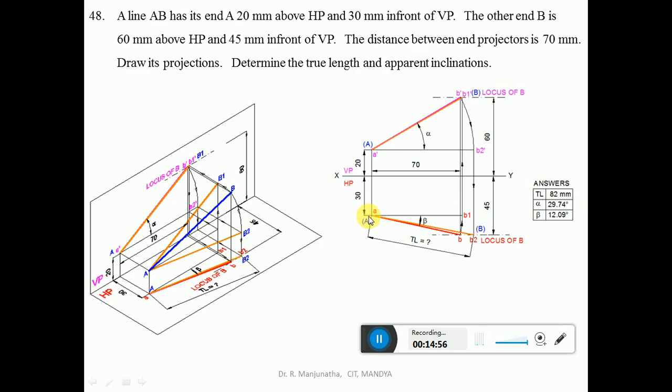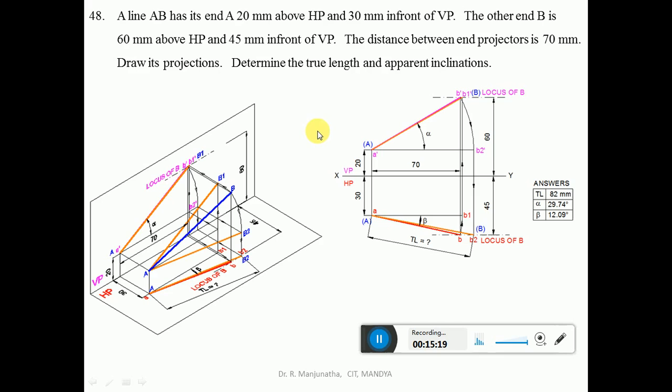Similarly, you measure the top view inclination, that is AB, with respect to the horizontal line by using the protractor, so that the angle will be shown as beta. So it will be 12.09 when you are doing it in computer. When you are doing it manually, it will be 12 degrees. So this is how we can solve this problem in the sketchbook.